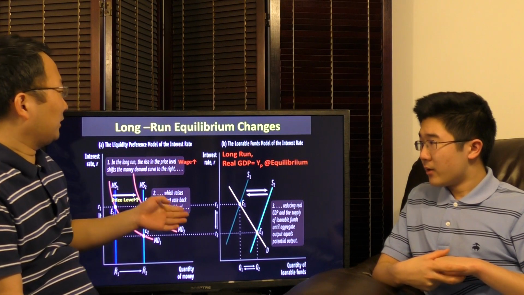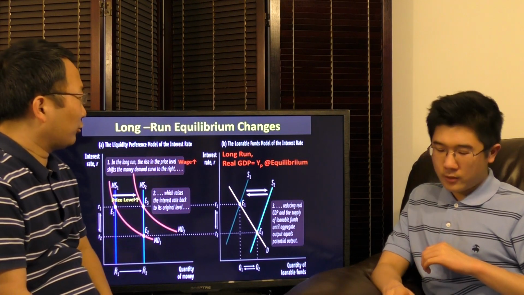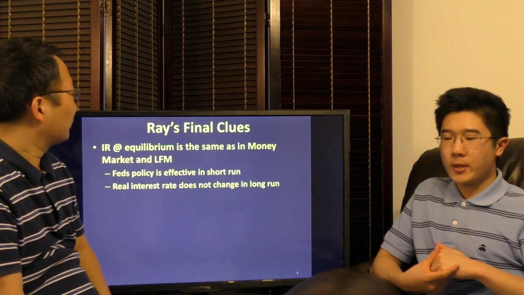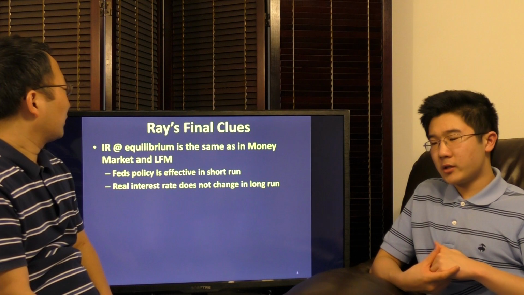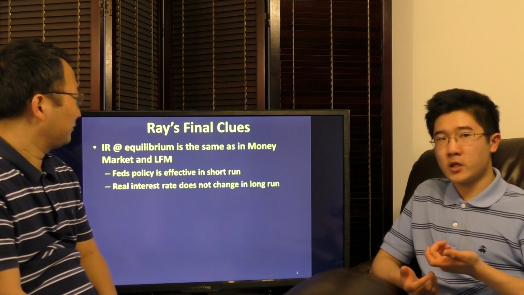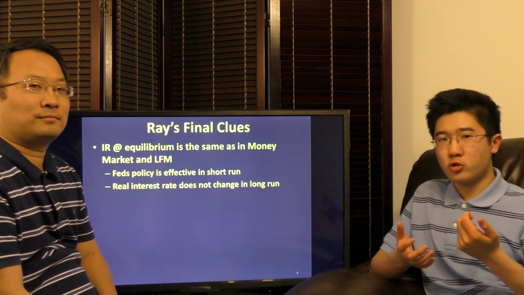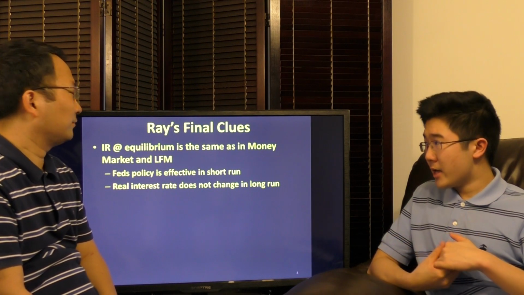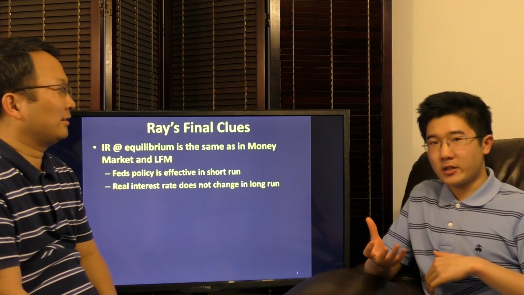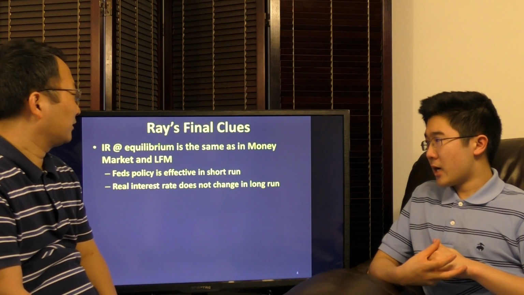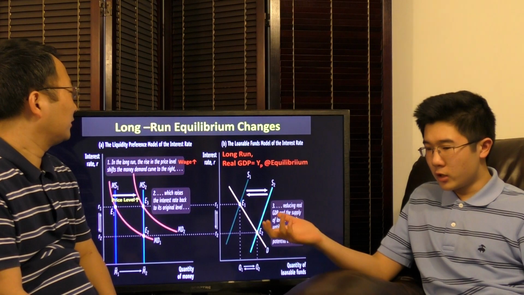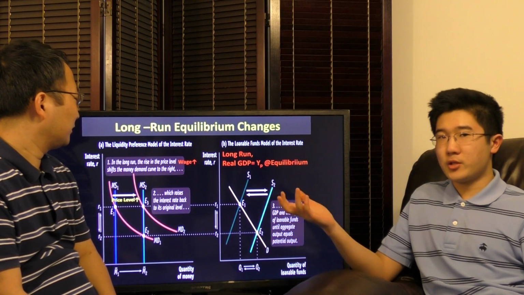So this is about the long run equilibrium changes. For our final clue, the real interest rate equilibrium is theoretically the same in the money market and the loanable funds market, because the changes in the short run are correlated with each other. In the long run, there are no changes due to money supply or price level changes. So the Fed's policy is effective in the short run, which is its only purpose, but in the long run the real interest rate does not change. We talked about the Fisher effect, and in this episode, looking at these two charts, we see the Fisher effect is justified here.